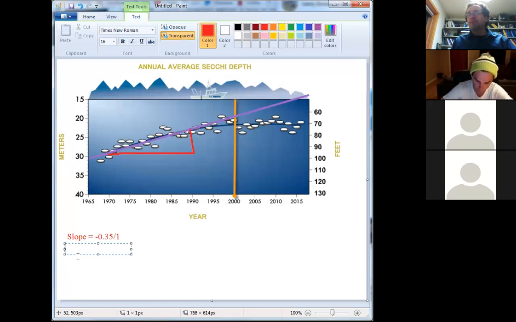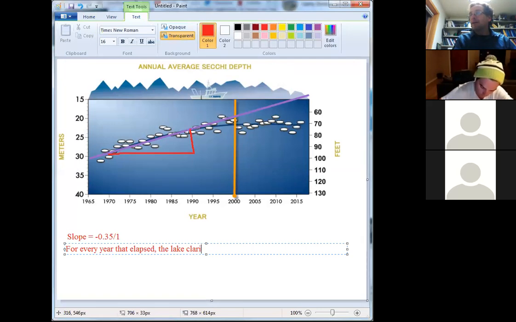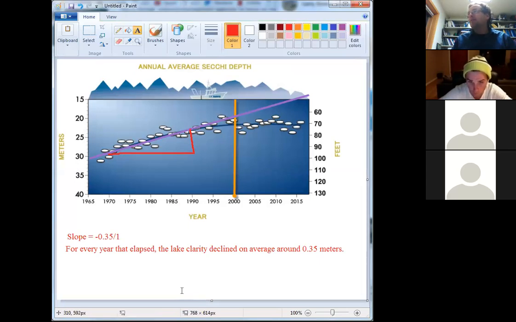So I think I want to type that out because that's important. Okay, or at least how to figure these things out. For every year that elapsed, the lake clarity declined on average around 0.35 meters. Any questions on that so far?